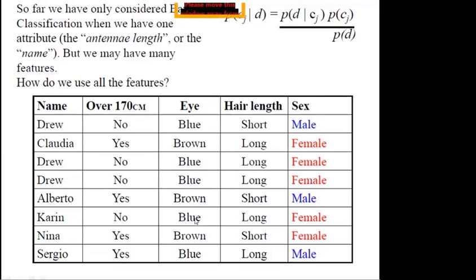So now the task has become complicated, because we have to consider all these factors while doing the classification. So in this case, how are we going to do it? That is where we will modify Bayes theorem a little bit, and we'll derive the naive Bayes classifier. So we'll proceed like this.